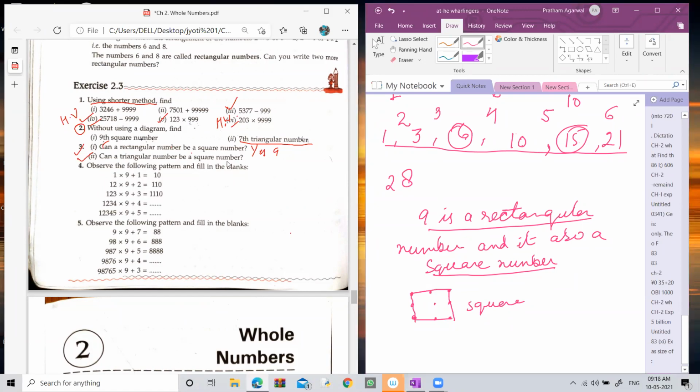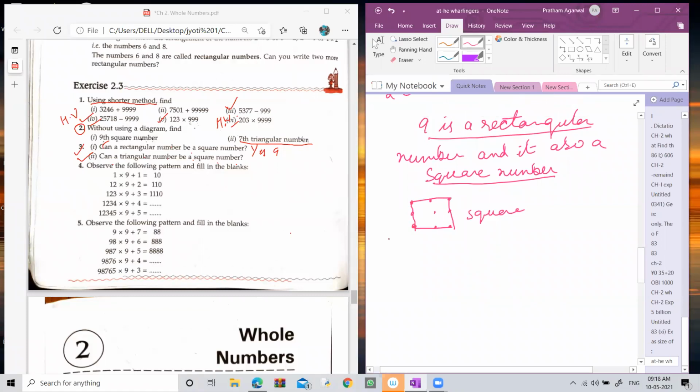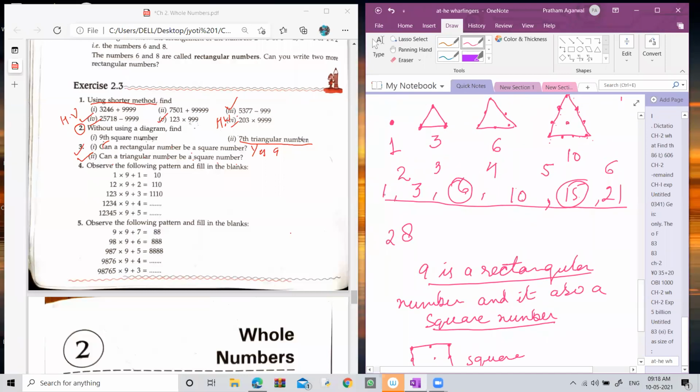Now let's come to the second part. Can a triangular number be a square number? It is asking if any number is a triangular number, is it also a square number? Not always, but sometimes. Suppose you are taking 36, 8, okay? 8 triangular numbers. This is the first triangular number, second, third, fourth, fifth, sixth, seventh triangular number.